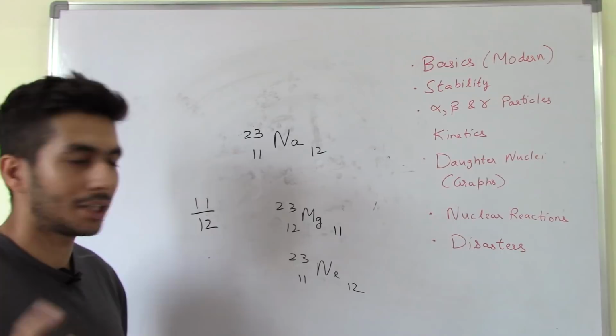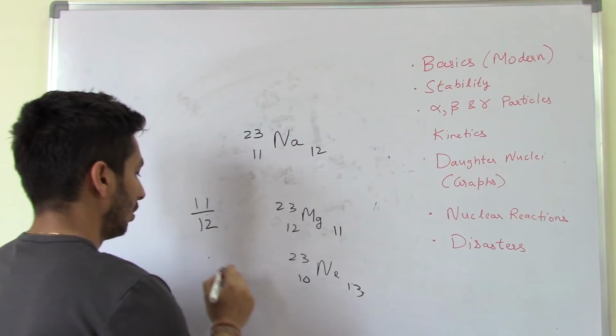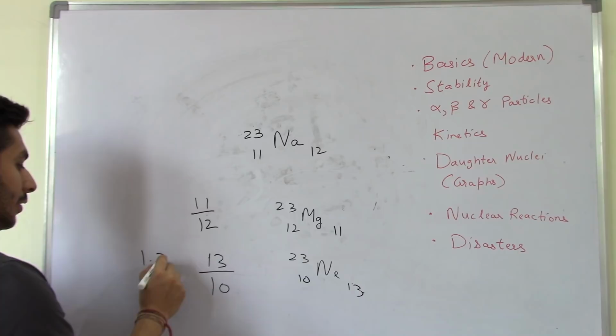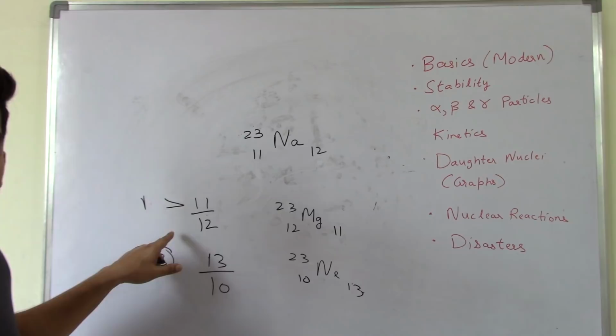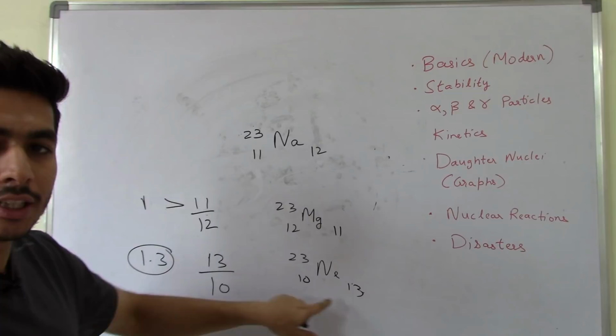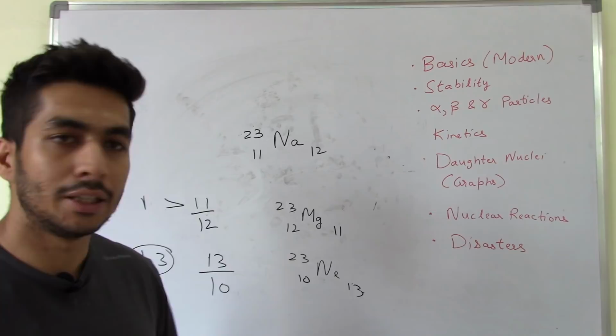I might have made some mistake. This is 10 upon 13. So this is 13 upon 10. So this value comes out to be 1.3, and the Mg value comes out to be less than 1, 11 upon 12. And this neon nucleus has 13 neutrons and 10 protons. So its value is around 1.3, which is greater than 1, right? So it is not near 1. This one is less than 1 and this one is greater than 1. So obviously they are going to be unstable.